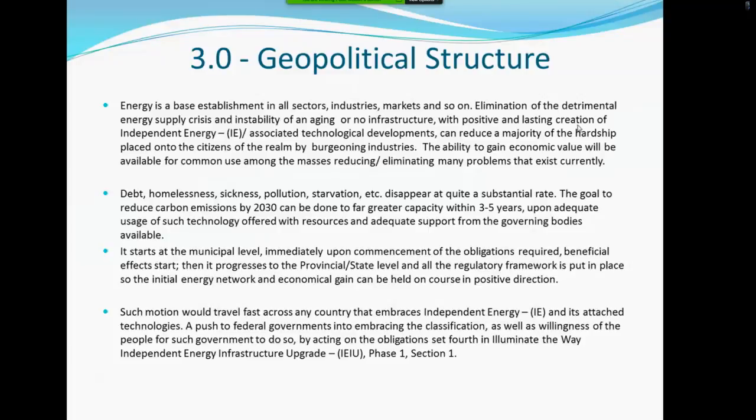I'll answer some of these questions in a little second. So it starts at the municipal level. Immediately upon commencement of the obligations required, beneficial effects start. It then progresses to the provincial state level, and all regulatory framework is put in place, so the initial energy network and economical gain can be held on course in a positive direction. Such motion would travel fast across any country that embraces independent energy and its attached technologies, a push to federal governments into embracing the classification, as well as willingness of the people for such government to do so by acting on the obligations set forth in Illuminate the Way Independent Energy Infrastructure Phase 1, Section 1.